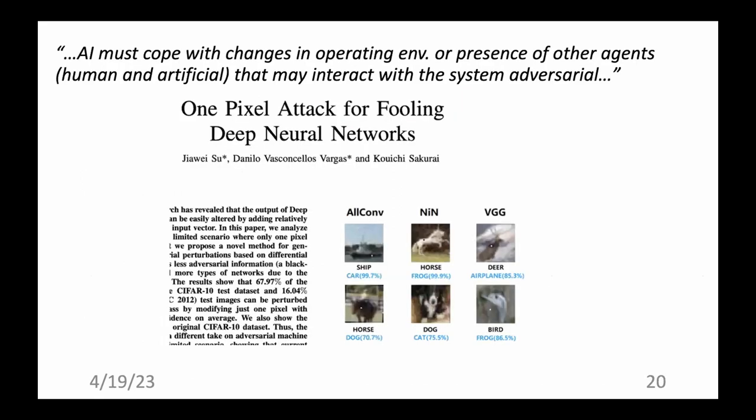So the guidelines state that AI must cope with changes in operating environments or the presence of other agents, human or artificial, that may interact with the system adversarially. So there are these examples of image processing, deep neural networks that detect objects in images, and you can fool them by just flipping one pixel. These are called one pixel attacks.